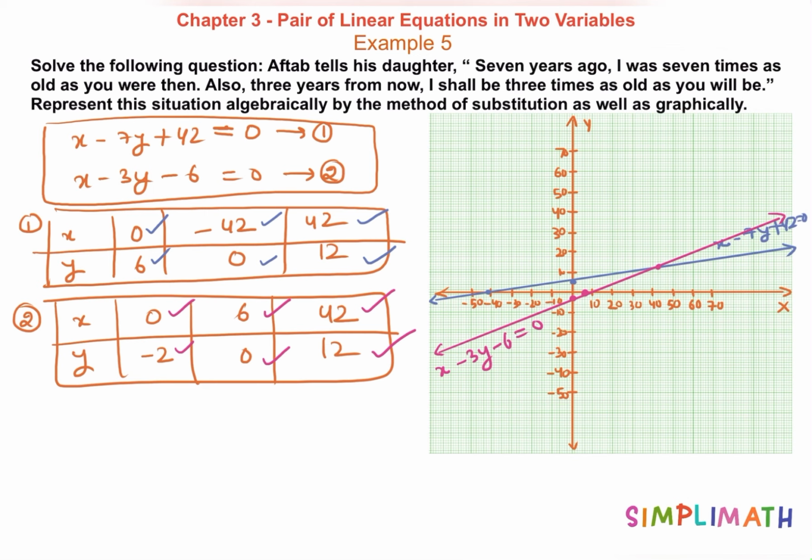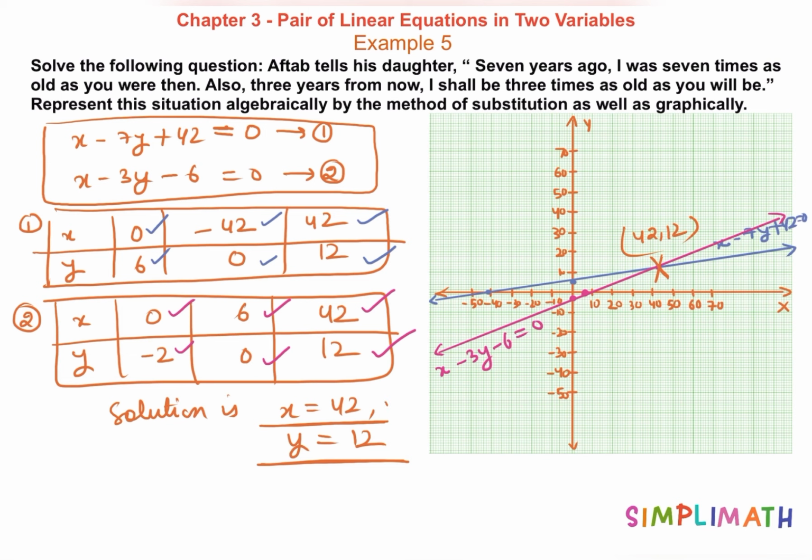Now we know that the solution of the given pair of linear equations is the point where they intersect each other on the graph. So this point is 42, 12, right? So the solution is x equals to 42, y equals to 12. Now we assume x to be Aftab's age and y to be Aftab's daughter's age. So present age of Aftab is 42 years and present age of his daughter is 12 years. So this is how you have to solve such questions.